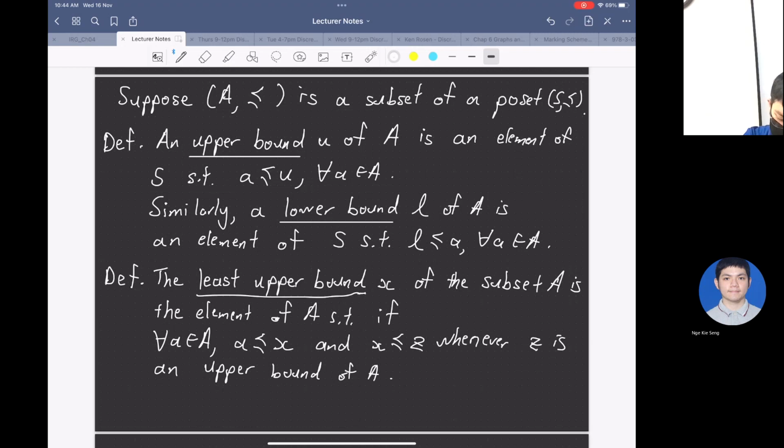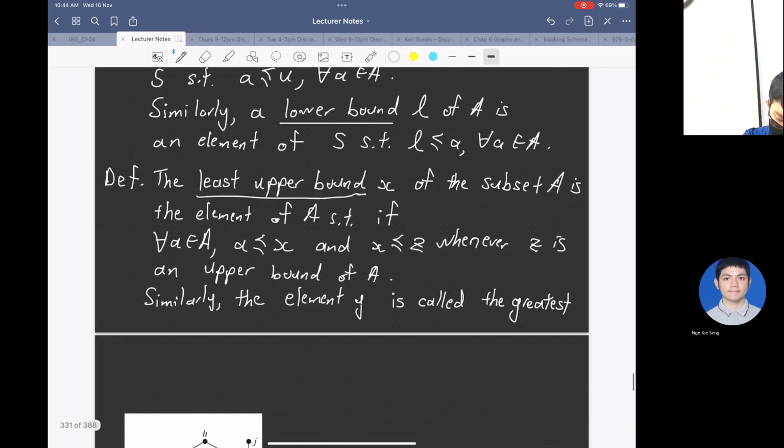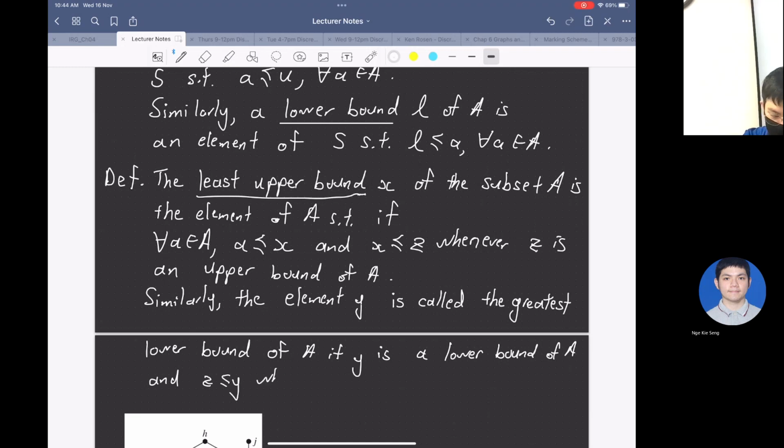And then similarly, we have a greatest lower bound. You could imagine the lower bound can go extremely far to the bottom, but we can find the greatest one. It is the greatest lower bound if it is a lower bound and it is greater than or equal to all the other lower bounds.